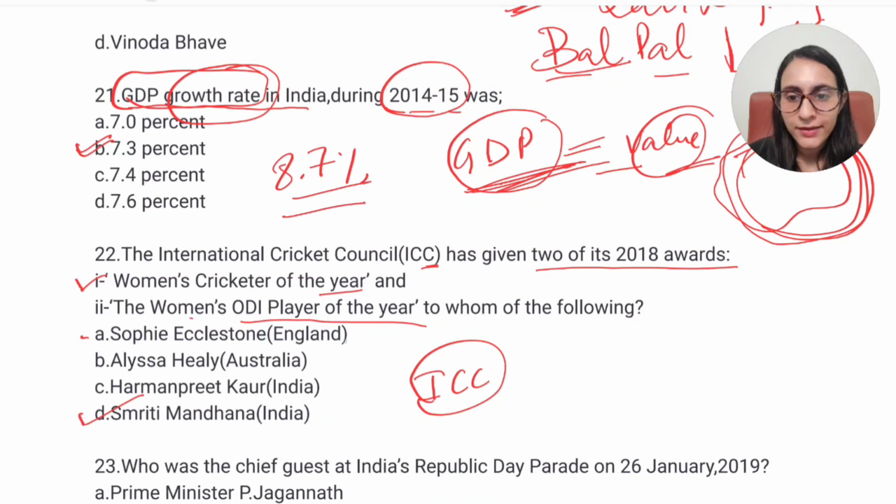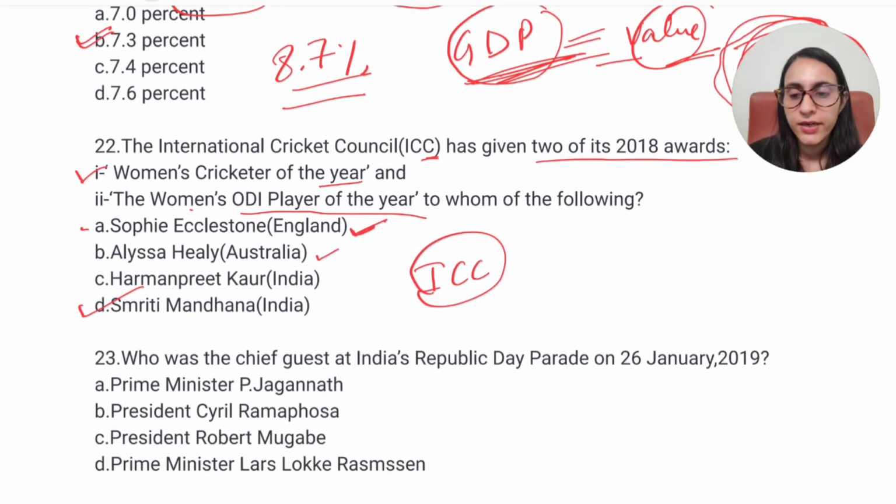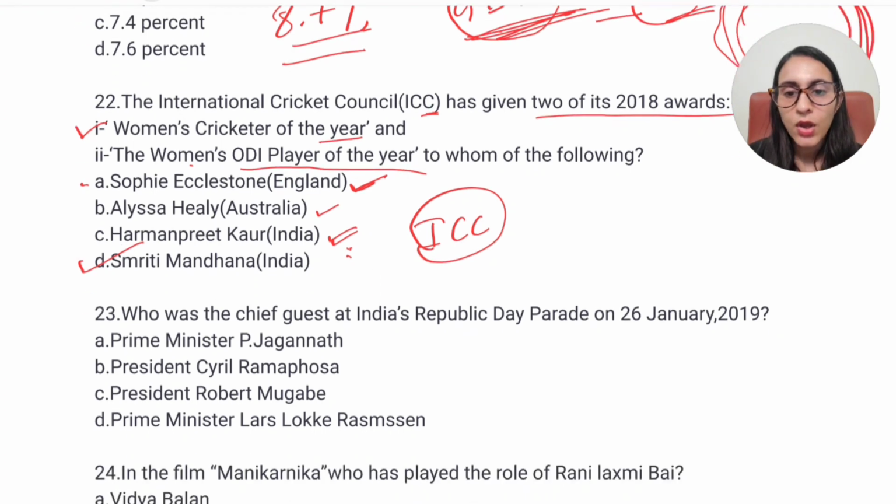Sophie is a talented cricketer, but she did not receive these ICC awards. Alyssa Healy is also an Australian cricketer, but she did not receive these awards. Harmanpreet Kaur is an Indian cricketer and captain, but she did not receive both of these awards in 2018.